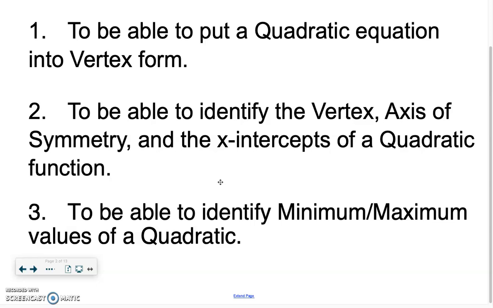Okay. Second goal, we want to be able to identify the vertex, axis of symmetry, and the x-intercepts of a quadratic function. Basically, now we're talking about the graph. If we look at a graph, do we know what we're looking at, basically, is what we're talking about. And then number three, just to go one step further, we want to be able to identify the minimum and the maximum values of any quadratic. The good news is that we already know exactly how to do that.